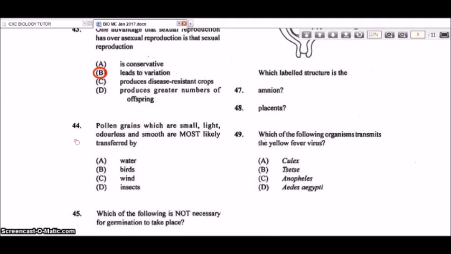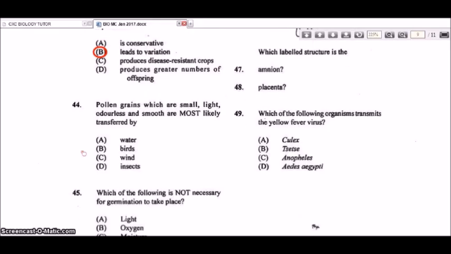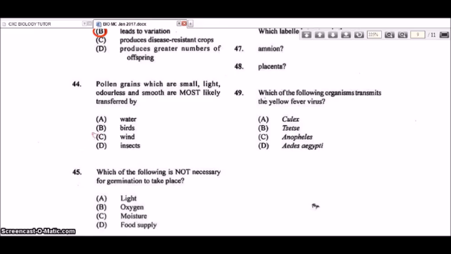Question 44. Pollen grains which are small, light, odorless, and smooth are most likely transferred by. So that would definitely have to be the wind. So that would be wind pollination. So because they're so lightweight and small, they can easily be picked up by the wind, and they're odorless, so they're not going to need to attract insects or birds. So C, wind.